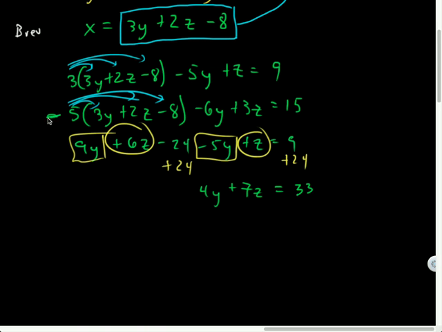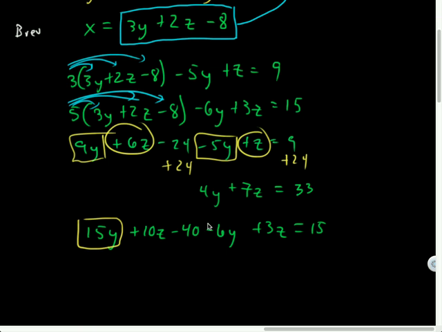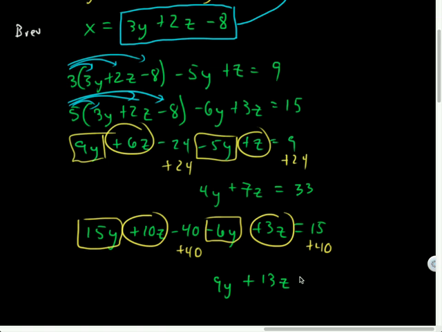Now let's go back to this guy and simplify it down here. So 15y plus 10z minus 40 minus 6y plus 3z equals 15. And whew, this video is getting long. These problems take a while. So combine those, combine those. Let's move 40 to the other side. And we have 9y plus 13z equals 55.